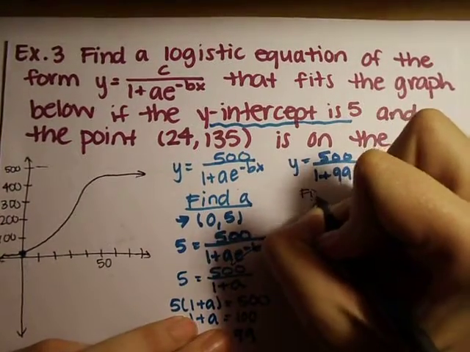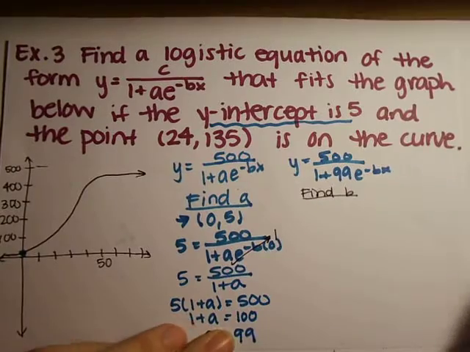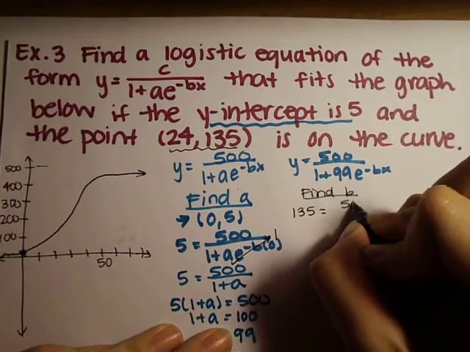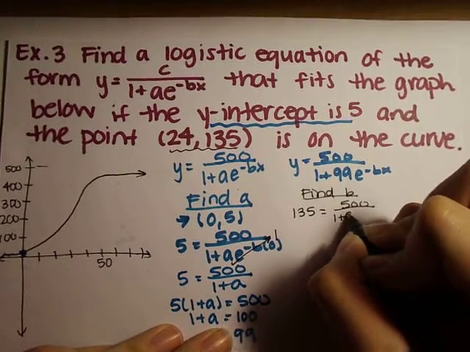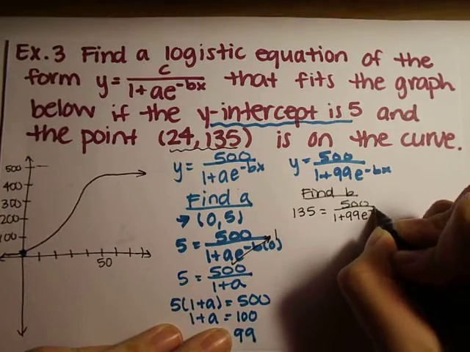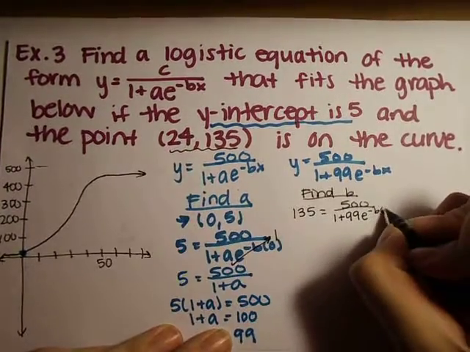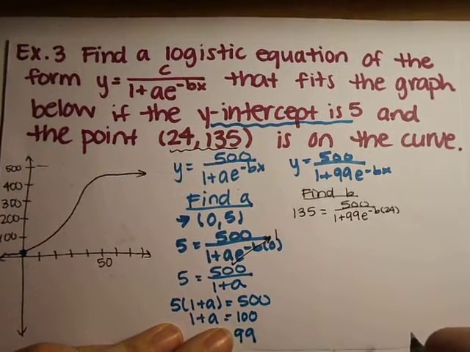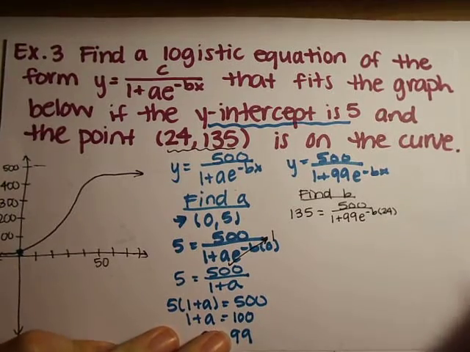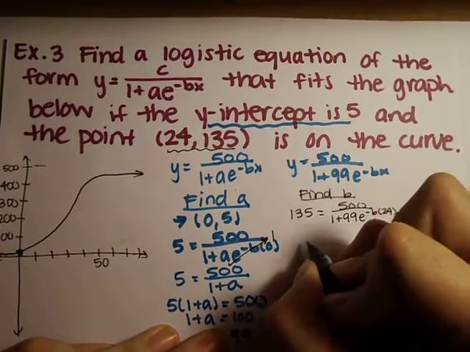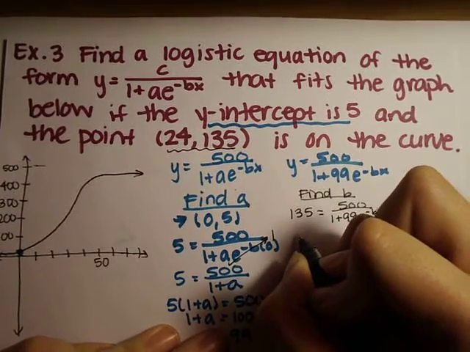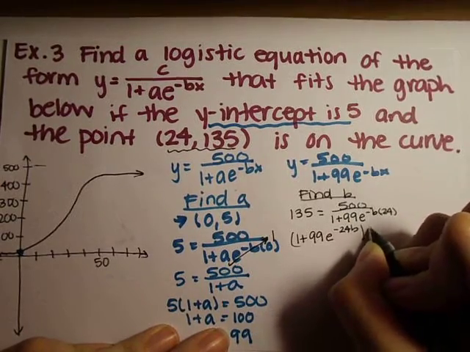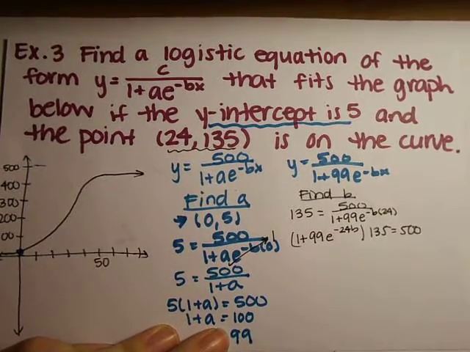So to find b, what you have to do is use this extra point. So we plug it in, 135 equals 500 all over 1 plus 99 e to the negative b times our x value, which is 24. Now at this point you can simplify or you can plug it straight into the calculator. So to simplify a little bit, just to make it easier to plug in, I'm going to cross multiply. So I have 1 plus 99 e to the negative 24b times 135 equals 500.